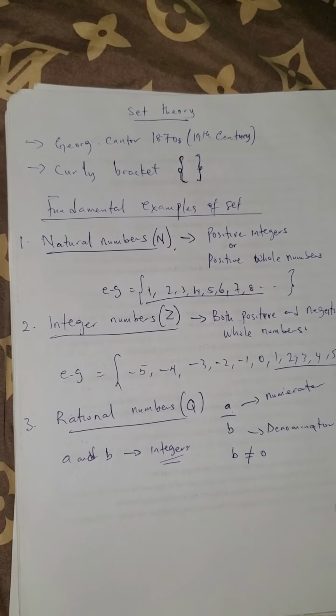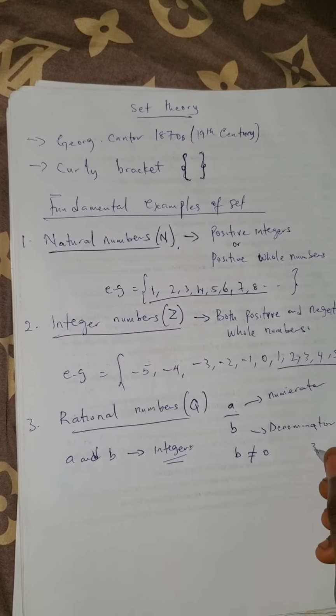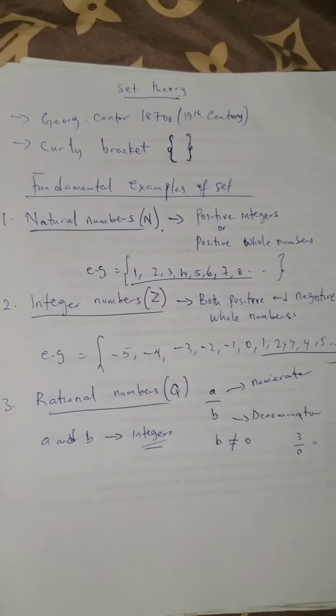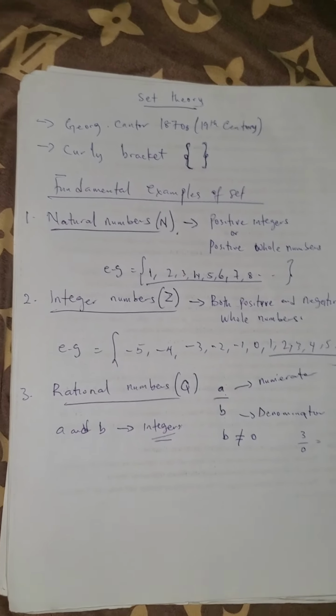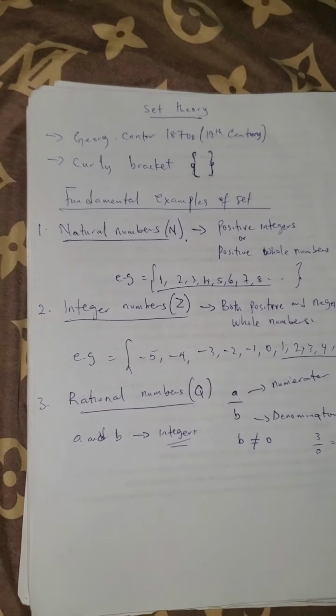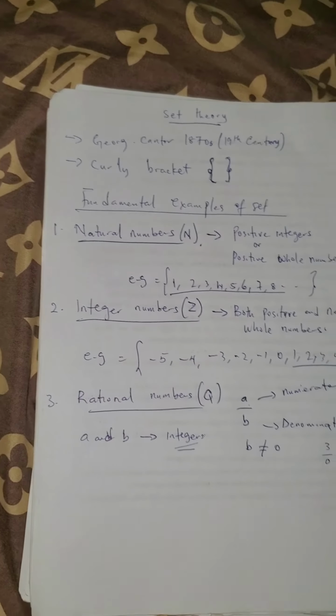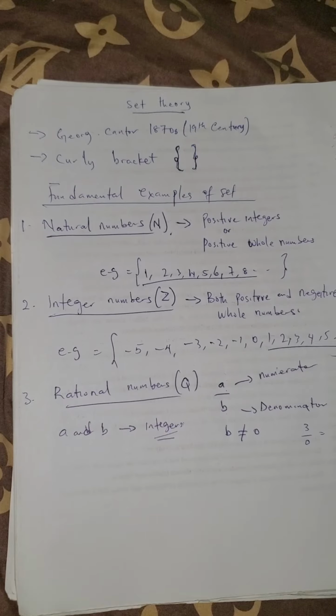Because if B is equal to 0, if you have any number here, if you have 3 over 0, it will give you a mathematics error. So it must not be equal to 0, so that it must have a value.